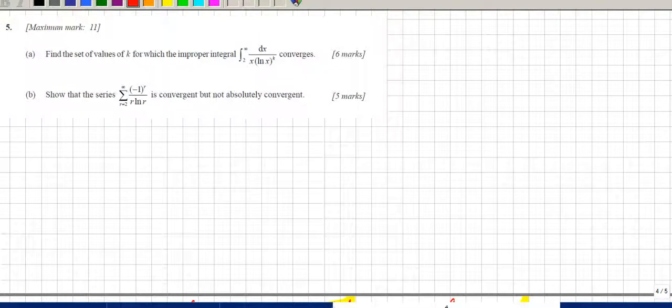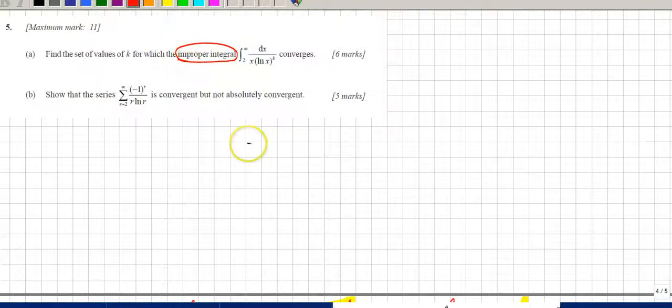Finally to the last problem for the 2012 option test, number 5. Part A. Find the set of values of k for which the improper integral converges. Well, first of all, let's refresh ourselves. What is an improper integral?